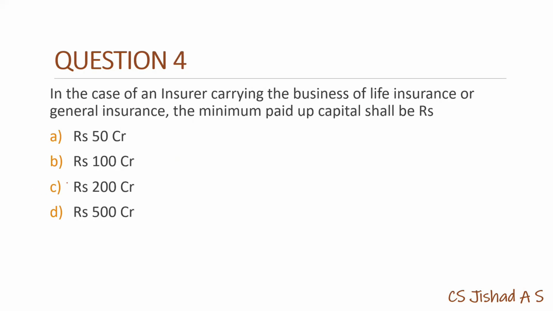Question 4. In the case of an insurer carrying the business of life insurance or general insurance, the minimum paid up capital shall be rupees dash. This is section 6 of the Insurance Act 1938. As per section 6, the minimum paid up requirement for life insurance or general insurance will be rupees 100 crore, and we very well know that while computing the minimum paid up capital, you have to exclude the preliminary expenses.